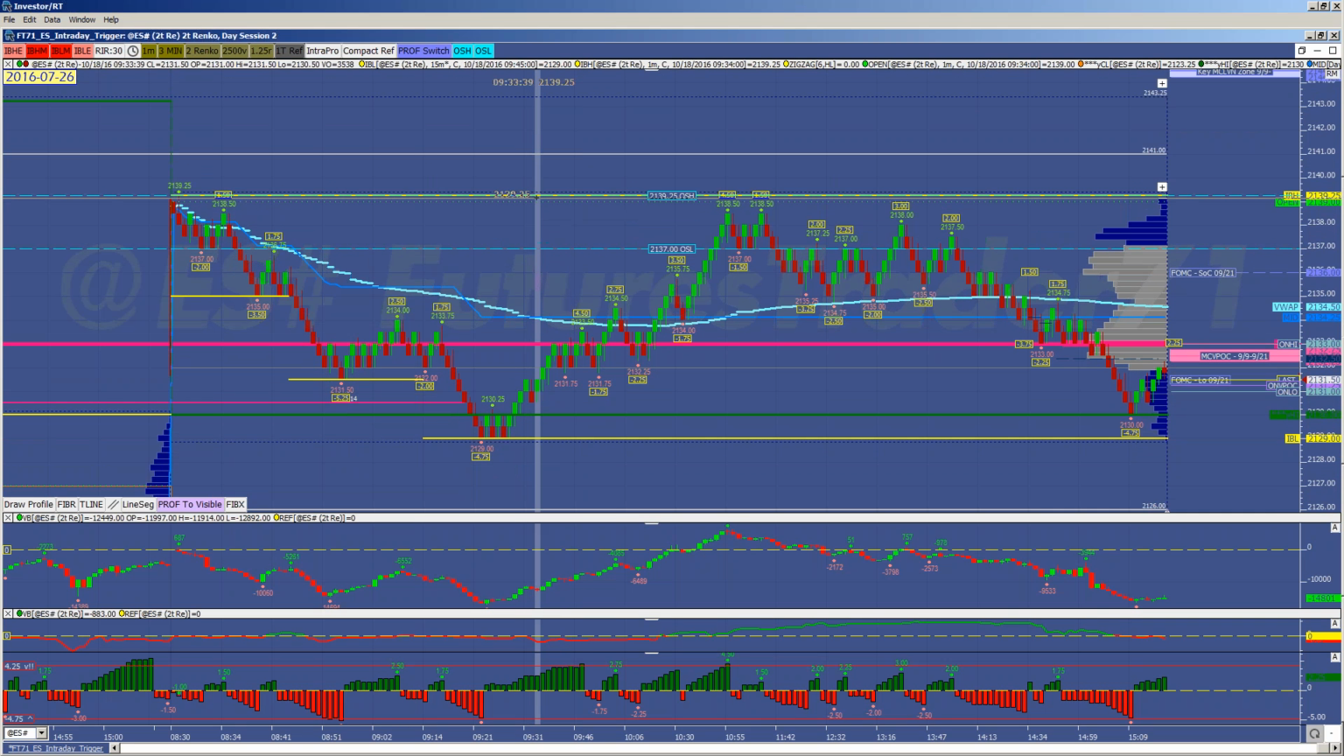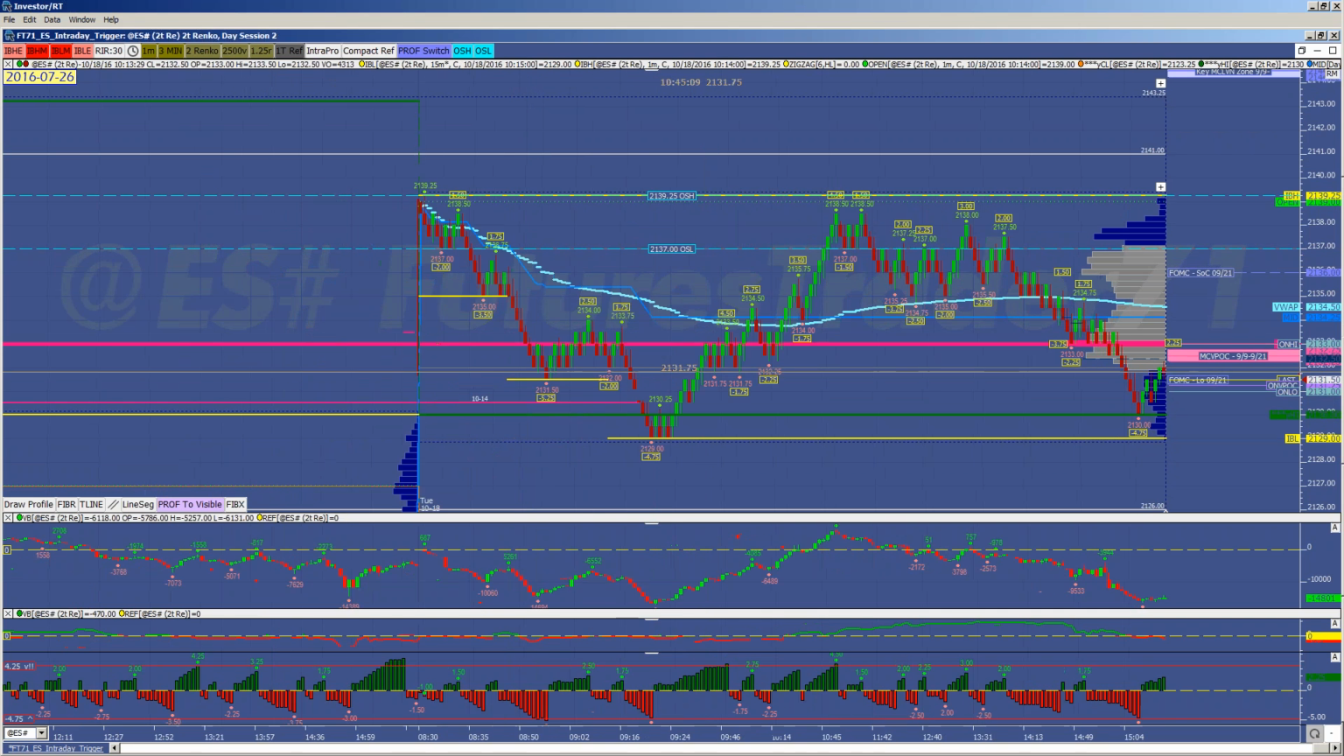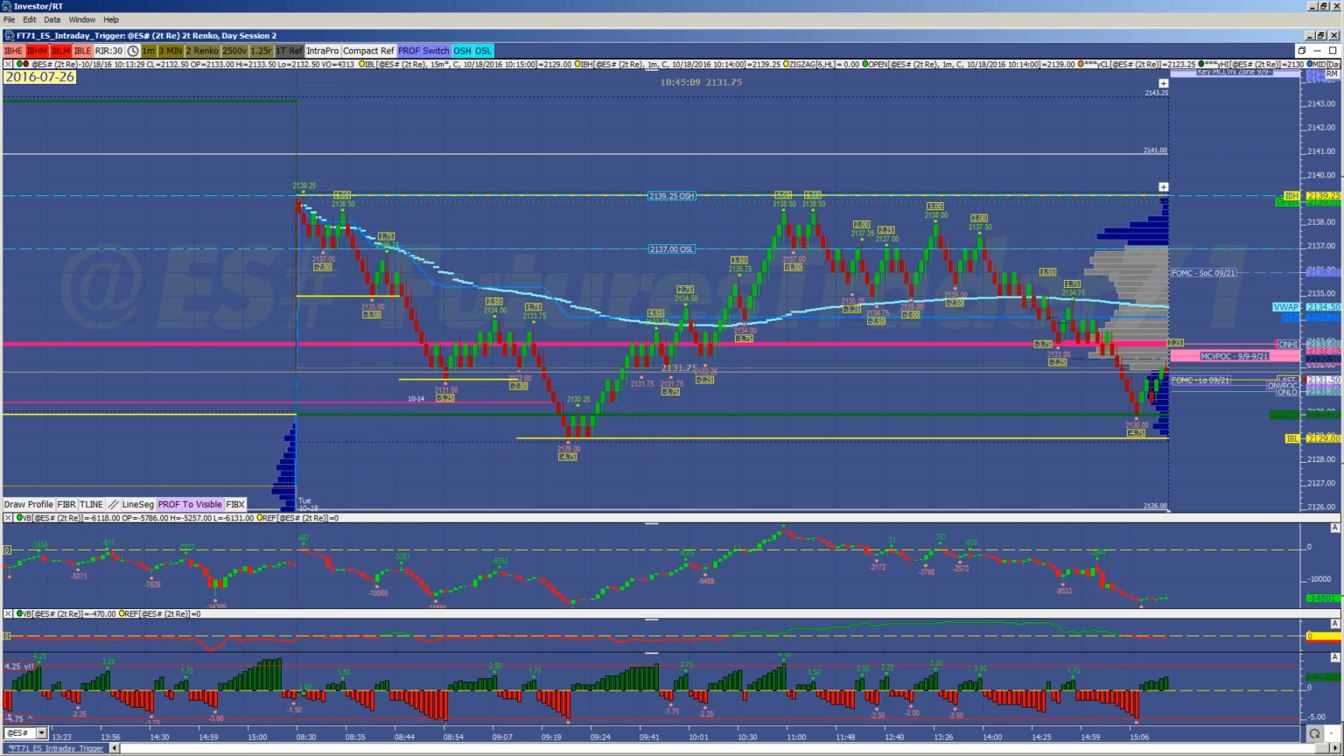The initial balance is the first hour low and high. The opening swing does not have a time frame, though. Okay, good. There was another question that asked that, so I'm glad you said that.